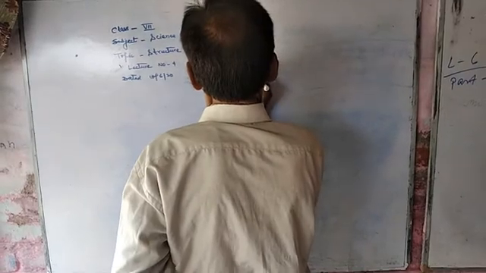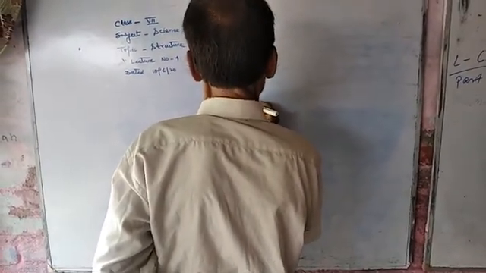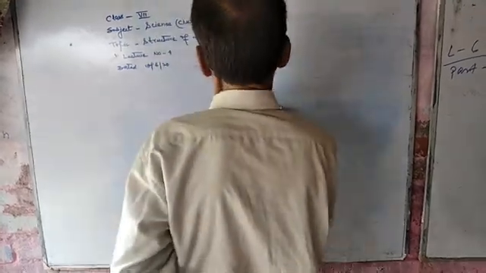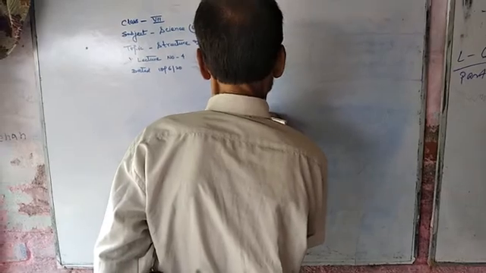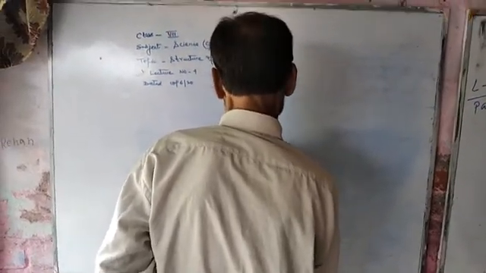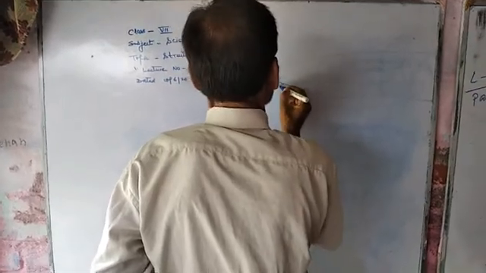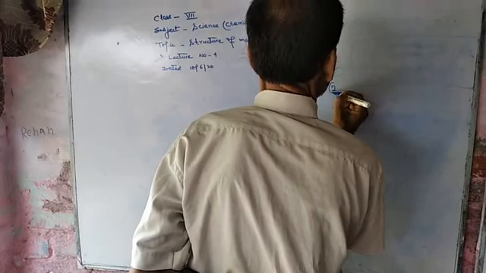Calcium, magnesium, zinc, barium, manganese, sulfur, oxygen have two valency.